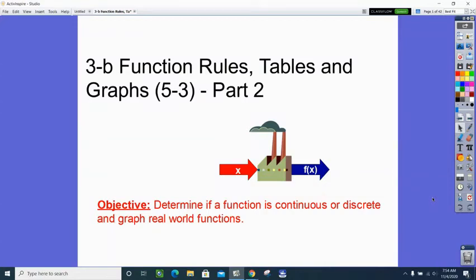So today we're going to continue with our talk about function rules, tables, and graphs. We're going to learn two new words, continuous and discrete, and we're going to take this out to the real world. So our objective for today is to determine if a function is continuous or discrete and to graph real world functions. However, I'm going to start with one example, kind of tying into our last lesson, but kind of going backwards. So let's start with that one.